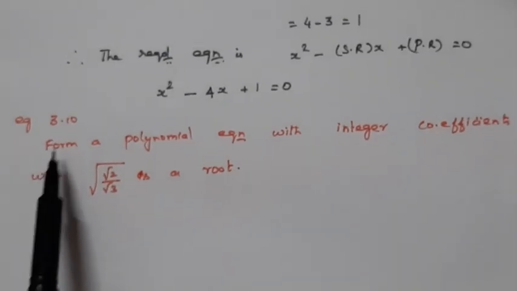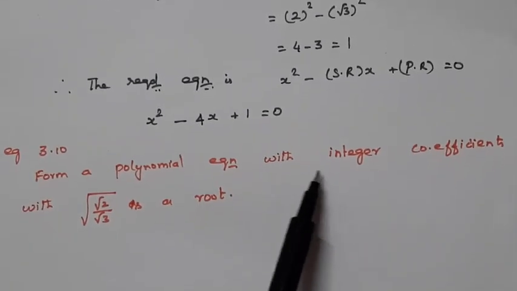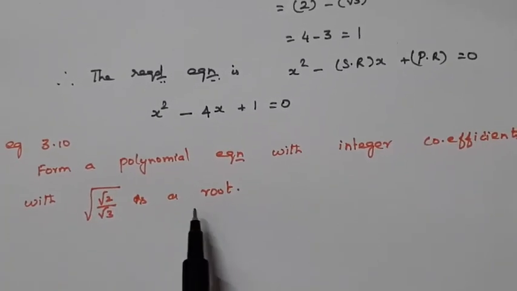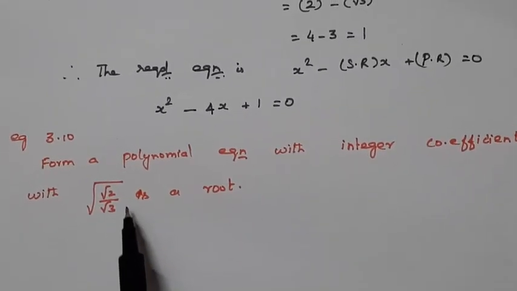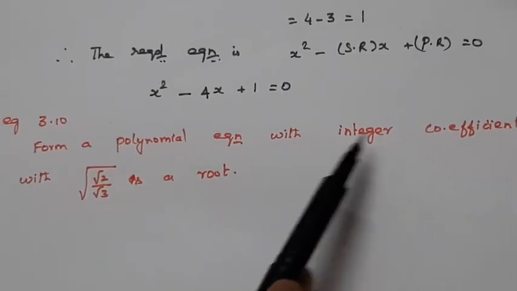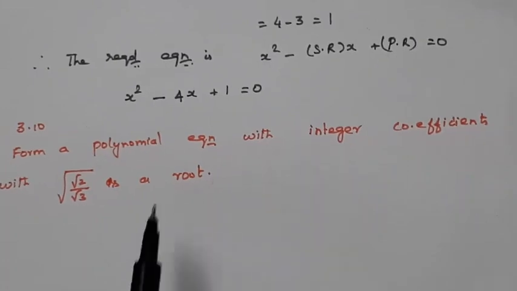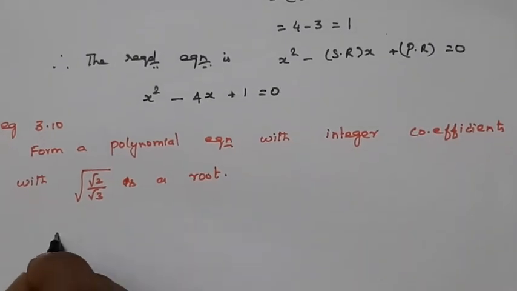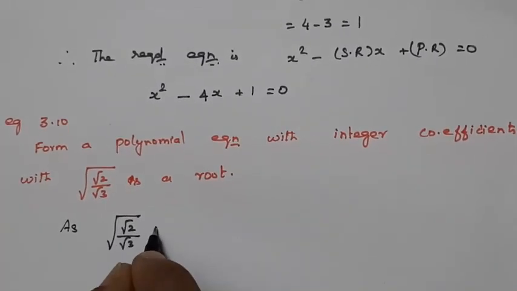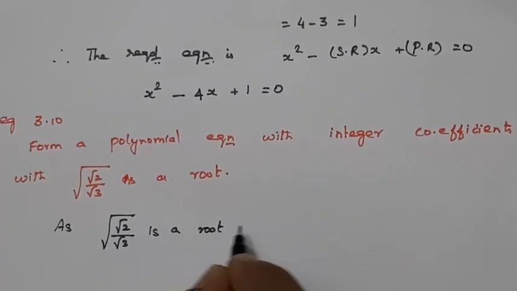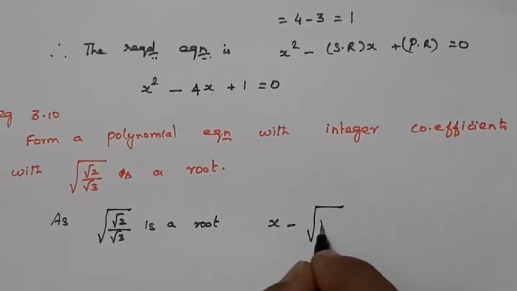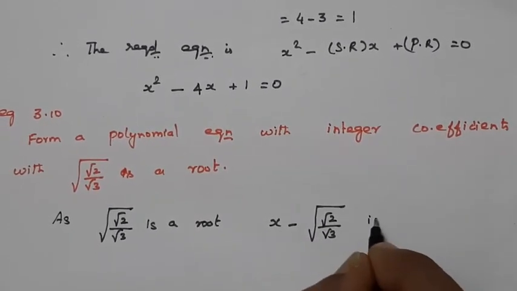Next, example 3.10. Form a polynomial equation with integer coefficients with the square root of root 2 by root 3 as a root. Okay. So this is an irrational root. So using this we are going to get a polynomial equation whose coefficients must be integers. Okay. So as square root of root 2 divided by root 3 is a root, x minus square root of root 2 by root 3 is a factor.